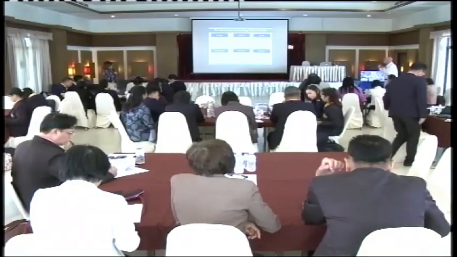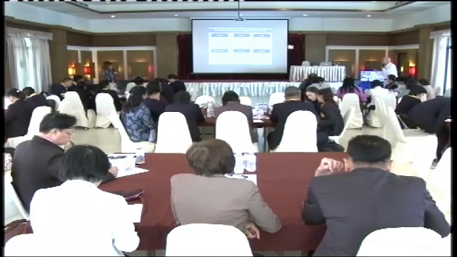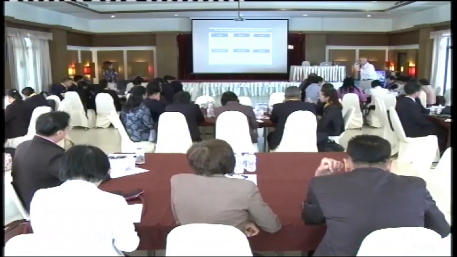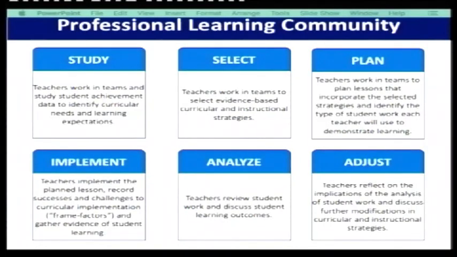students meet those expectations. So the idea of professional learning community: study, select, plan, implement, analyze, adjust. So these are the 6 steps in professional learning community which members of the committee as a team follow to improve the learning outcomes of the students.